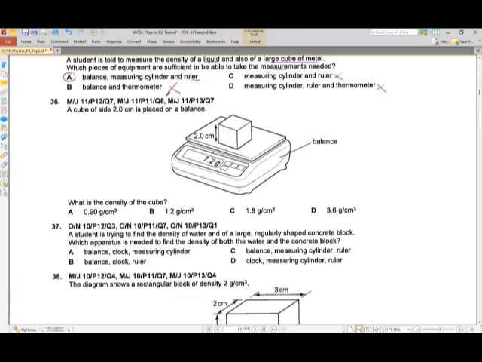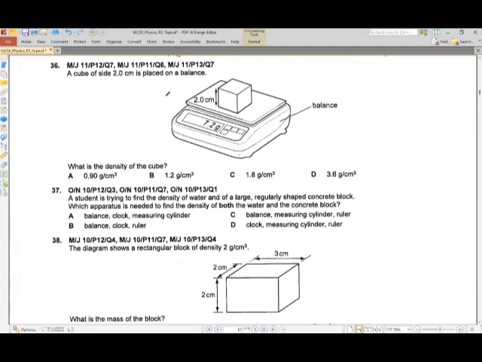Moving on to question number 36. A cube of side 2 centimeter is placed on a balance. What is the density of the cube?